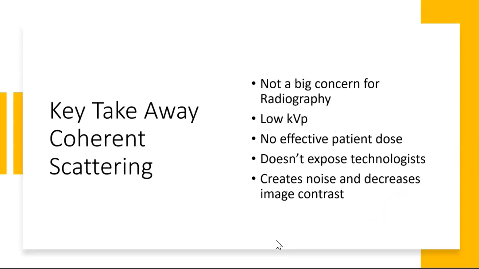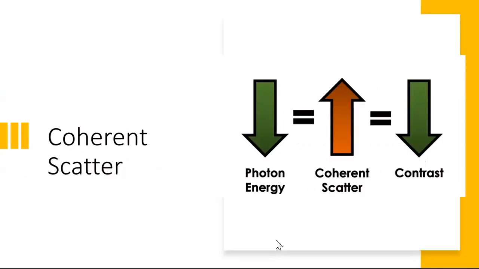So the key takeaway is it's not a big concern for radiography. It happens with low kVp, has no effective patient dose, and doesn't expose the technologist, but it does create noise and decrease our image contrast. There's really not much that we can do about it. It is what it is. Here we've got decreased photon energy and increased scatter. If we're shooting a hand, and instead of shooting at 50 or 60 kVp, we shoot it at like 40, we're going to have a lot more coherent scatter, which is going to reduce our contrast.